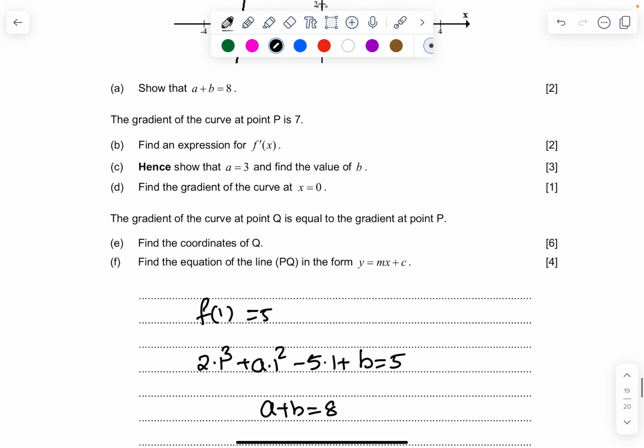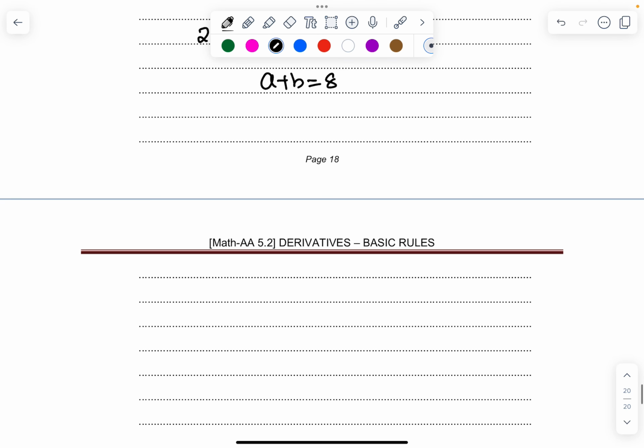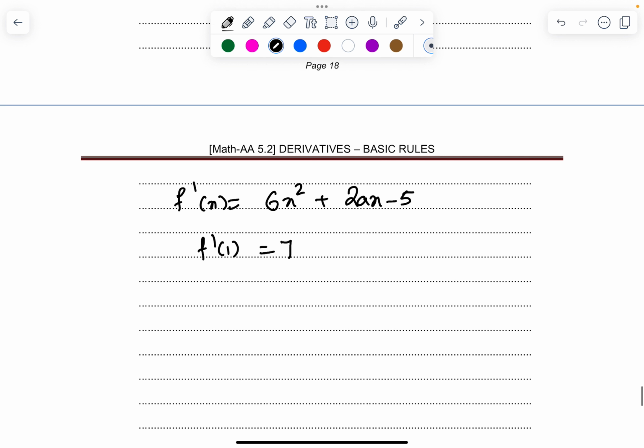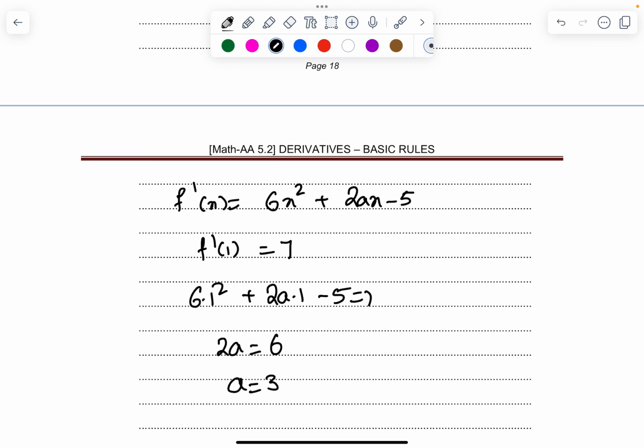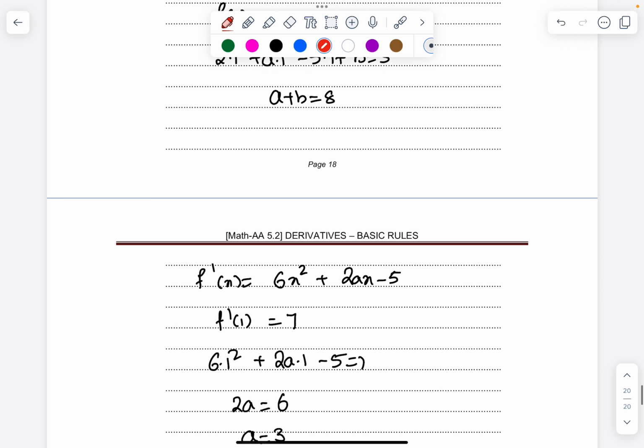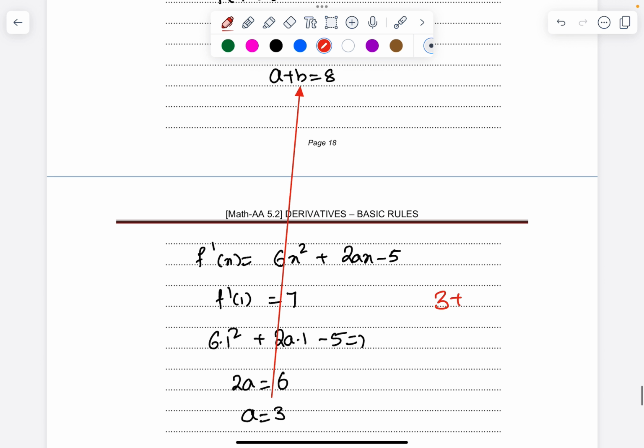The gradient of the curve at point P is 7. Find f prime x. So f prime x is going to be 6x squared plus 2ax minus 5. But f prime of 1 equals 7. So 6 times 1 squared plus 2a times 1 minus 5 equals 7. So 2a equals 6, a equals 3. Once I know a equals 3, I plug it in over here. So 3 plus b equals 8. So b equals 5.